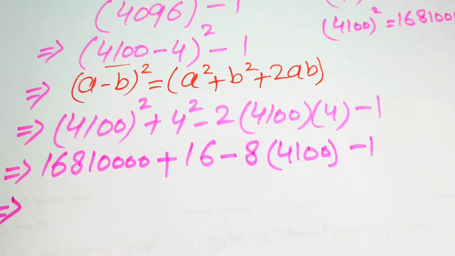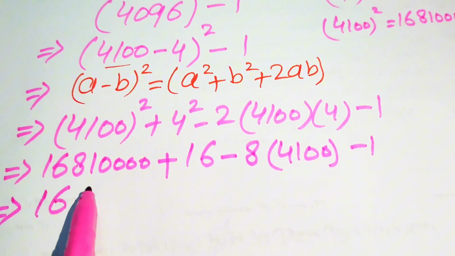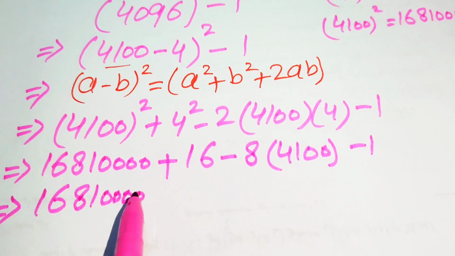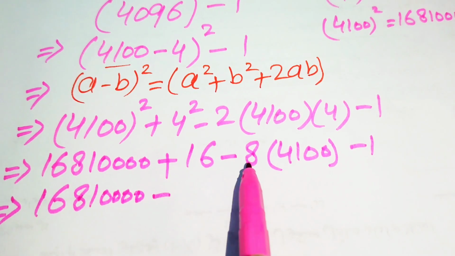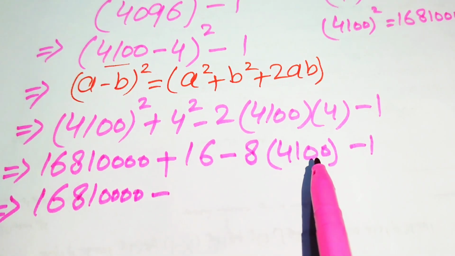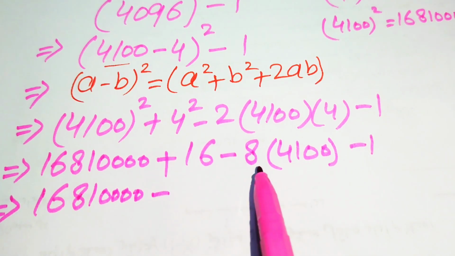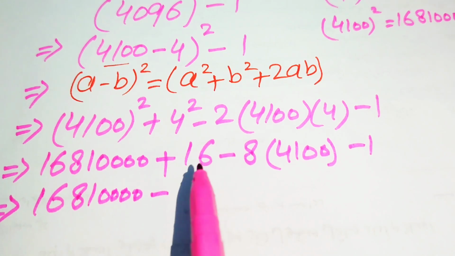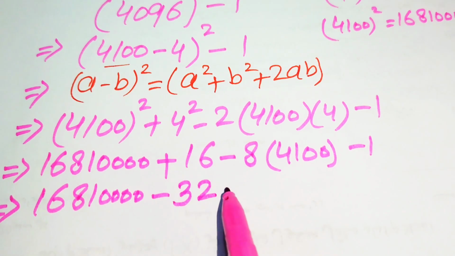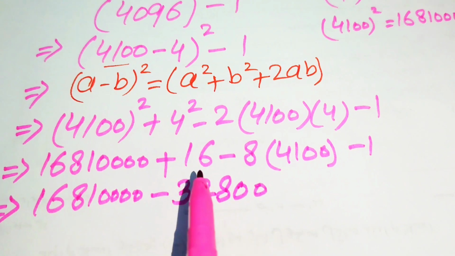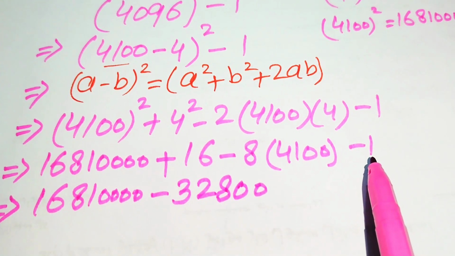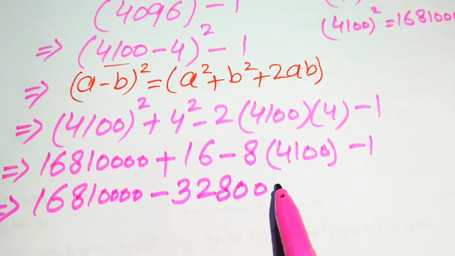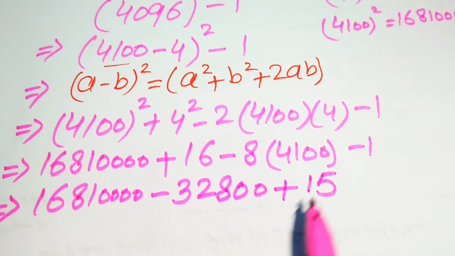Now first we just write this term as it is: 16810000, and here we multiply 8 by 4100. When you multiply 8 by 4100, we will easily get the value 32800. And here we have 16 minus 1, so 16 minus 1 is equal to plus 15.